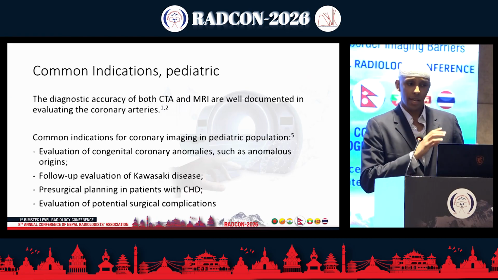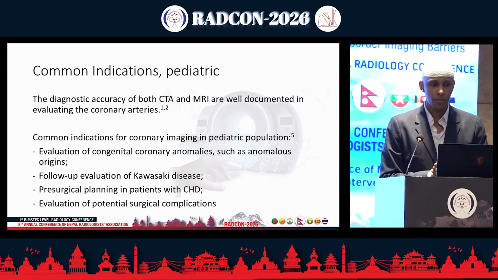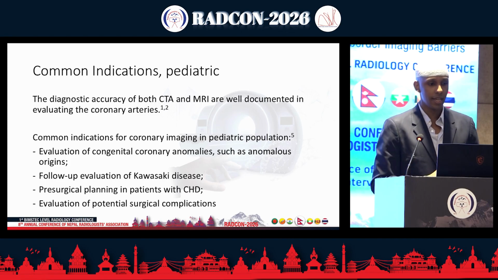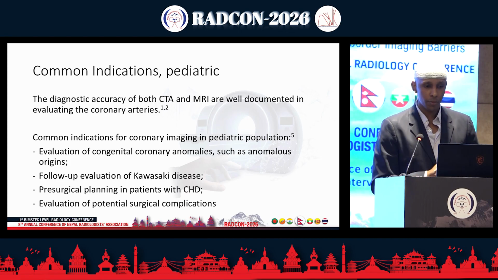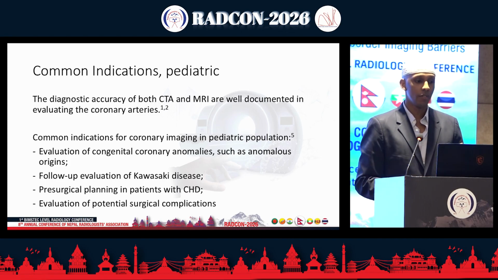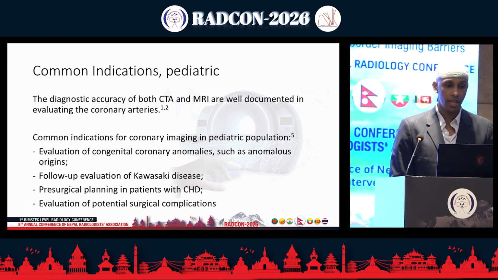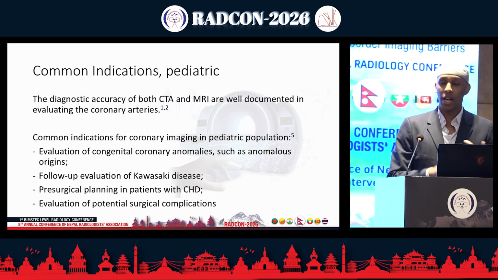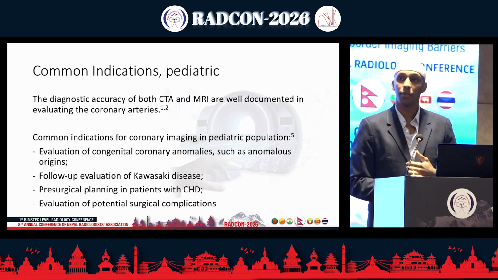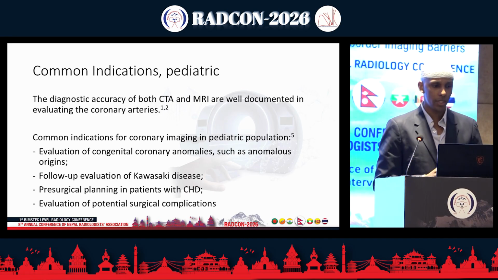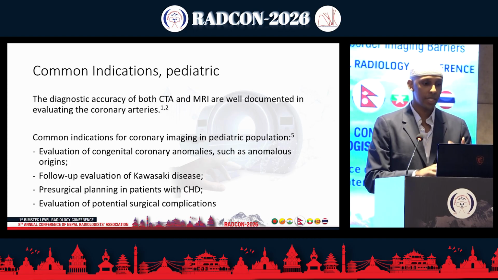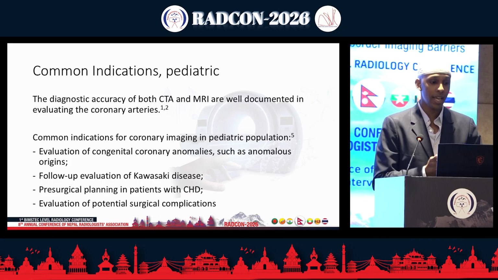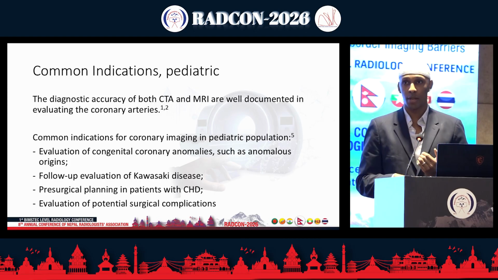And so I'd like to discuss common indications for CT angiography of the coronary arteries in the pediatric and adult settings, and provide an overview of patient preparation and protocol selection for CTA of the coronary arteries. Common indications in the pediatric setting include evaluation of congenital coronary anomalies, such as anomalous origins, follow-up evaluation of Kawasaki disease, pre-surgical planning in patients with congenital heart disease, and evaluation of potential surgical complications.